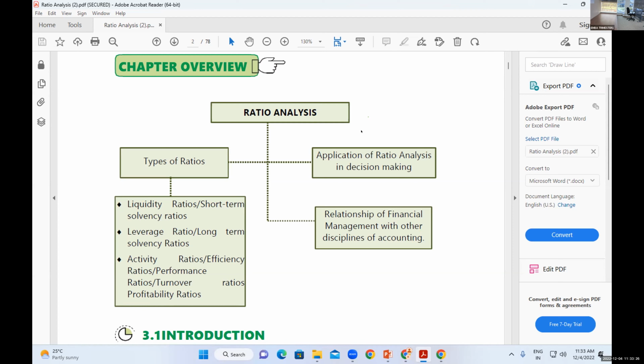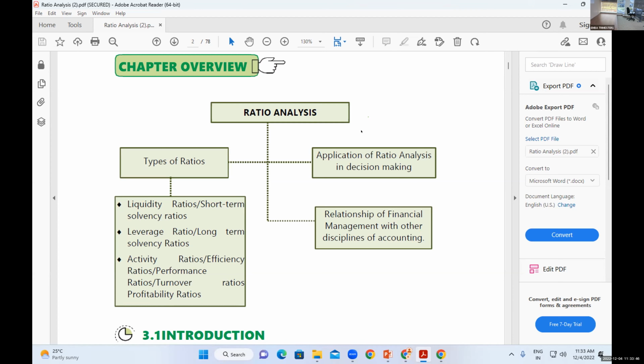Solvency means in the long run, how are you able to manage your payments? What are long-term payments? The loan you borrowed, which you have to settle in 5 years, 10 years, 20 years. How are you able to repay? Are you able to repay? That is going to be checked in one group of ratios, called solvency ratios or leverage ratios.